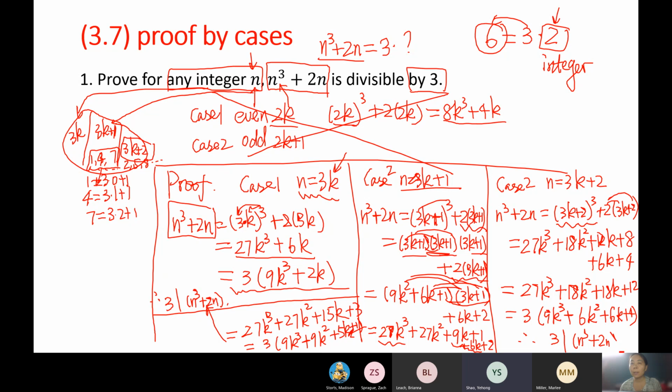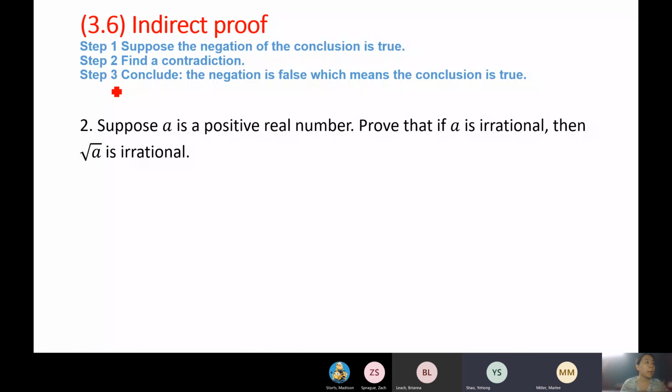As you can see, for each case, it doesn't matter whether n is a multiple of 3 or a multiple of 3 plus 1 or a multiple of 3 plus 2. I can always show 3 goes into that expression. Okay, so that's the first one. Now, the second one, yes, go ahead.